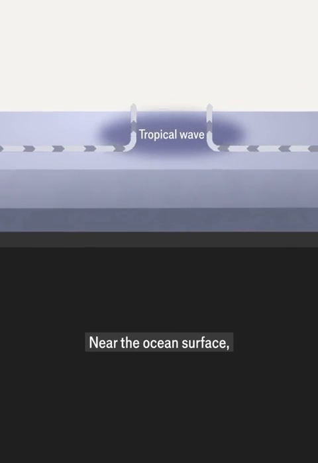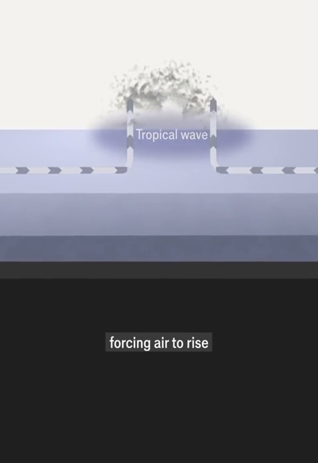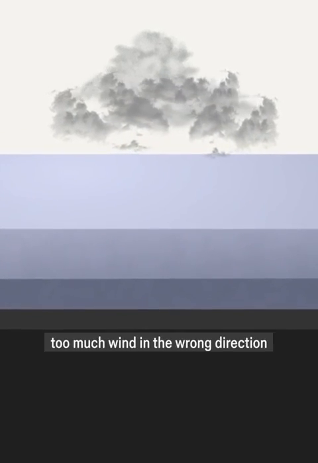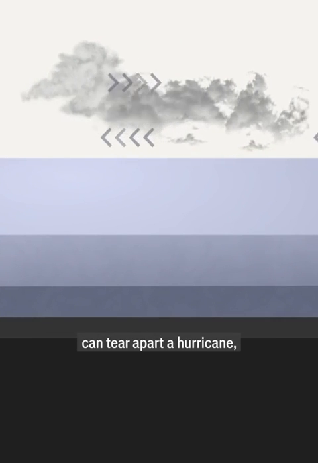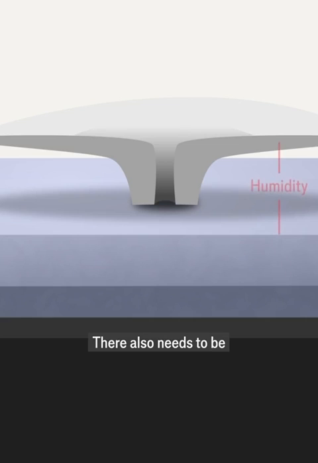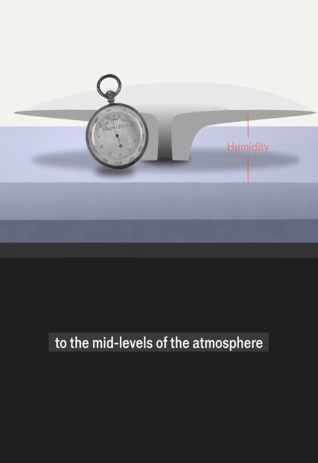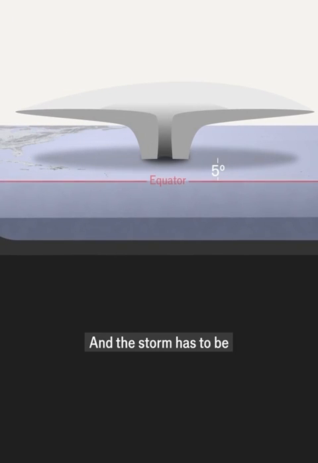Near the ocean's surface, there need to be converging winds forcing air to rise and form storm clouds. Up in the atmosphere, too much wind in the wrong direction can tear apart a hurricane, so you need low wind shear. That's the change in direction and speed of winds at increasing heights. There also needs to be high relative humidity, from the surface to the mid-levels of the atmosphere. And the storm has to be more than 5 degrees of latitude from the equator.